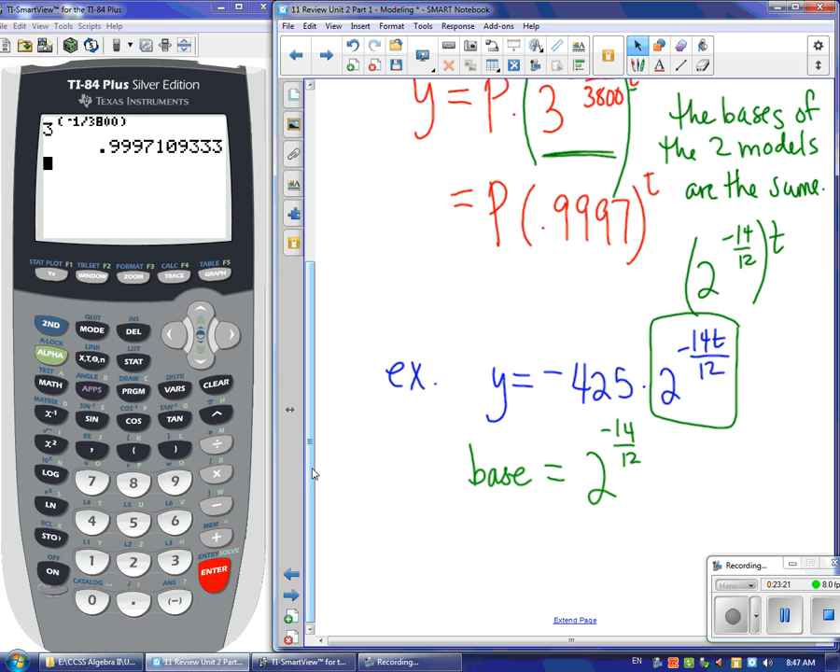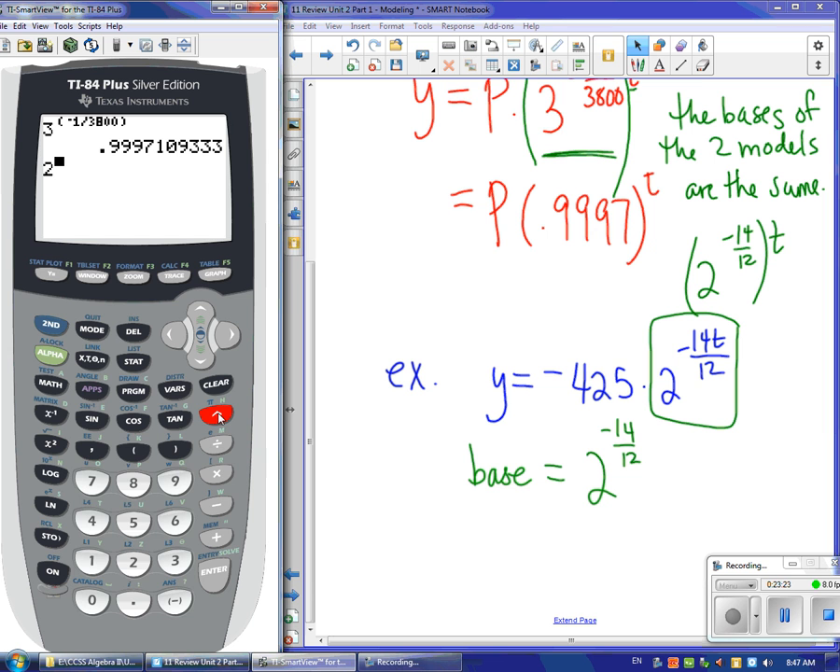And so if I wanted to evaluate the base, I would just say 2 raised to the, and then in parentheses, I would do negative 14 divided by 12. And I would get a base of 0.445. Okay, so I wanted to put this problem on there because I wanted to make sure that you were familiar with different ways that the exponent or the base could be expressed.